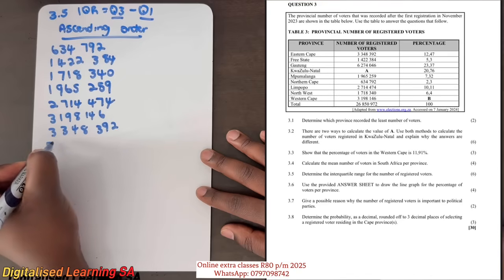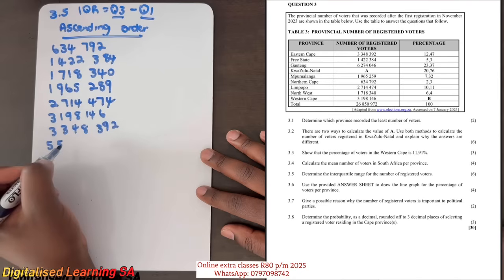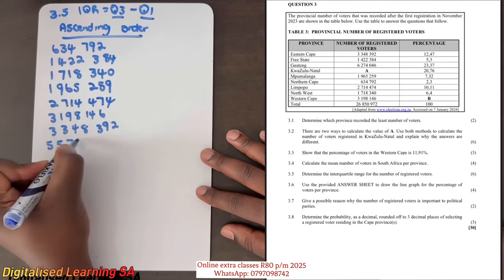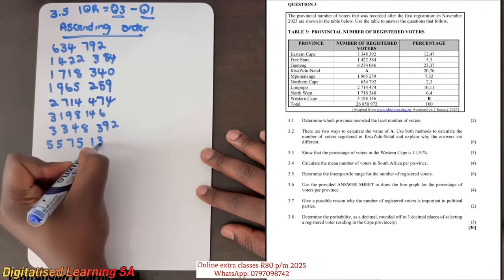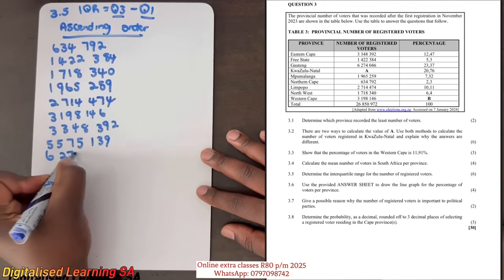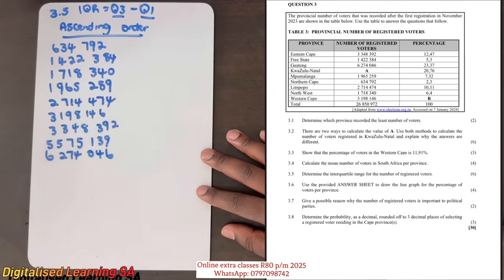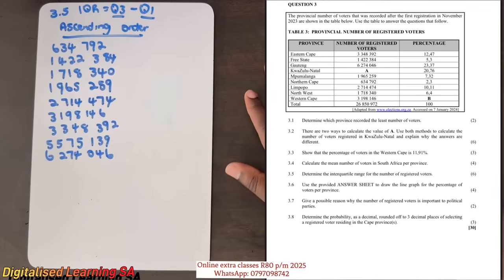So the one that I'm writing now, this is the value of A, the one that we calculated using method B, the one that didn't have decimals. So it's 5575139, followed by 6274046. Okay, so what we need to do first to get started with our interquartile range, we first need to determine the median of this data of the number of registered voters. So how do we get the median?